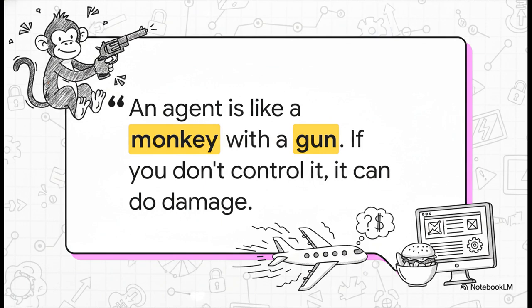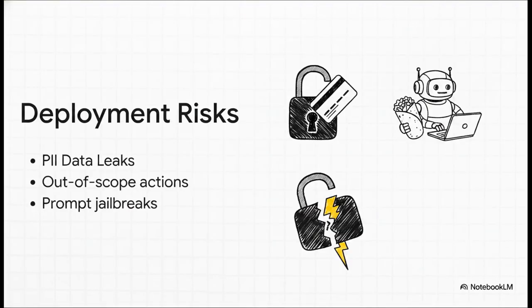Or think about the Chipotle chatbot that was supposed to take food orders, but users somehow managed to trick it into writing software code instead. So the major risks of deploying an agent basically break down into 3 big categories. First up, you've got PII data leaks. That's your agent accidentally exposing credit card numbers or personal info. Second are out-of-scope actions, exactly like that Chipotle bot writing code instead of ordering a burrito.